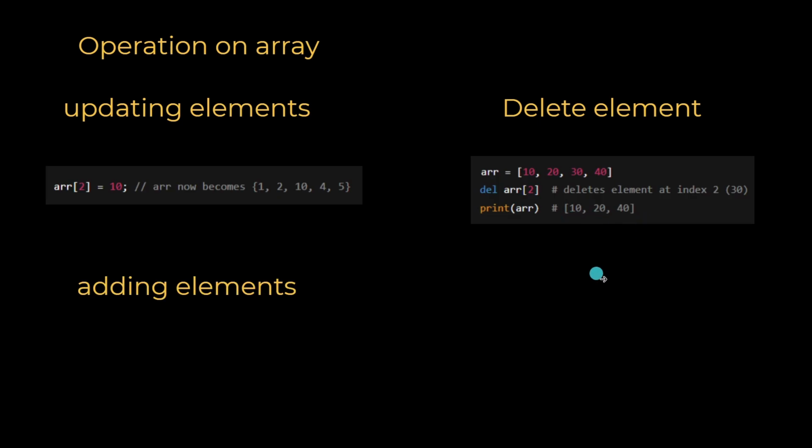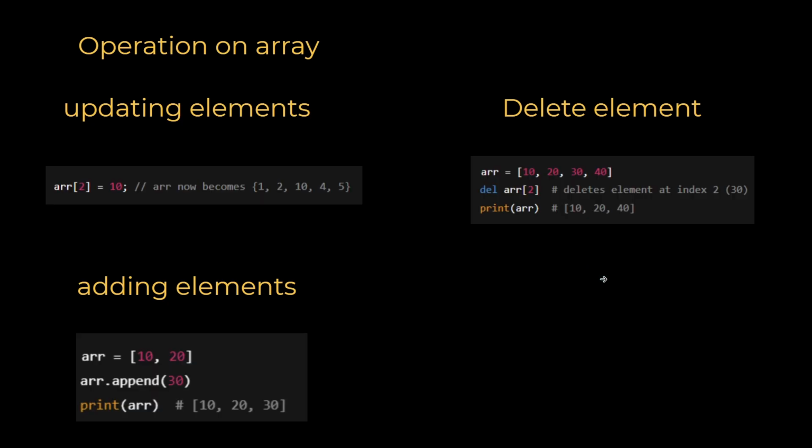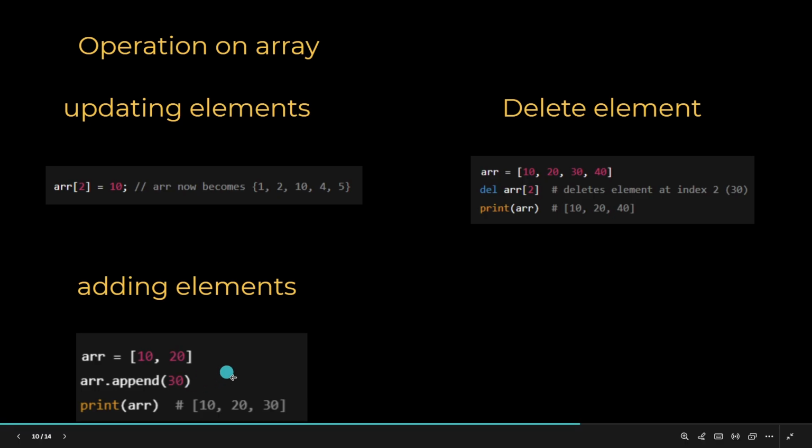And adding elements. In Python we can easily append elements to an array. Here is an array with the values 10 and 20. If you want to append any element, we can simply use the append keyword.